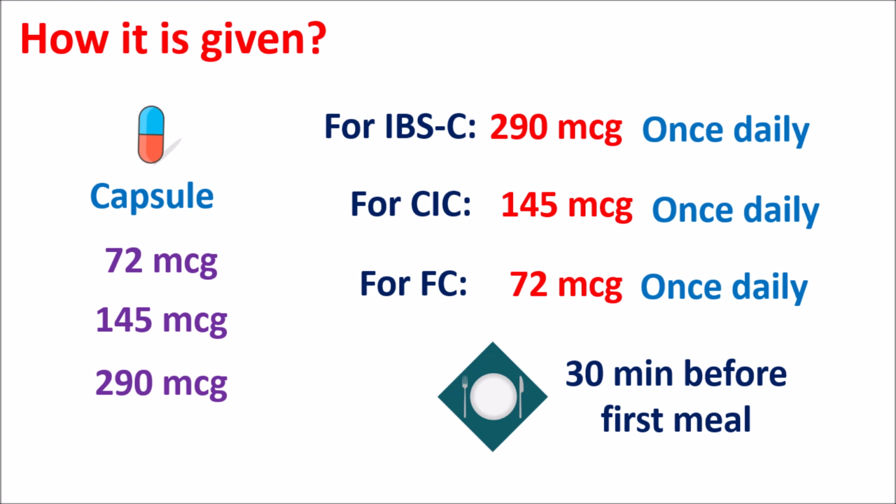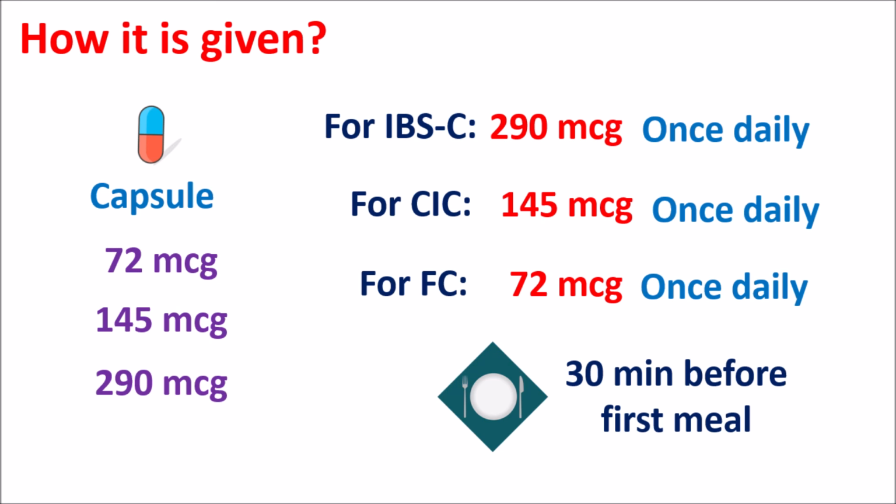So that's all about this drug linaclotide. Linaclotide is one of the guanylyl cyclase C receptor agonists. This drug can be used to relieve the symptoms of constipation that may be associated with various clinical conditions like IBS constipation, irritable bowel syndrome associated constipation, CIC, chronic idiopathic constipation, and FC, functional constipation.